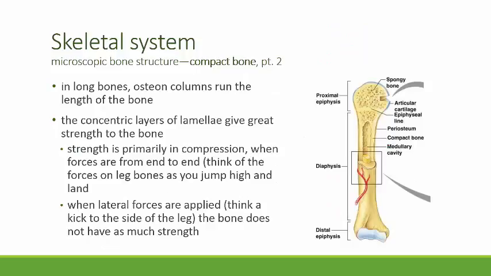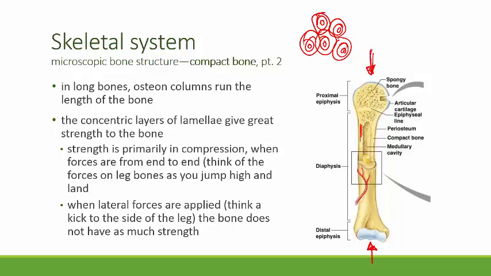So in long bones, these columns of osteons are found running the length of the bone. The structure of an osteon gives it lots and lots of strength. They always look to me like little tree trunks, right? In the middle of the long bone, they look like trees bound together by bony matrix, and that tree structure is super, super strong, especially when forces are applied at the two ends of the long bone.